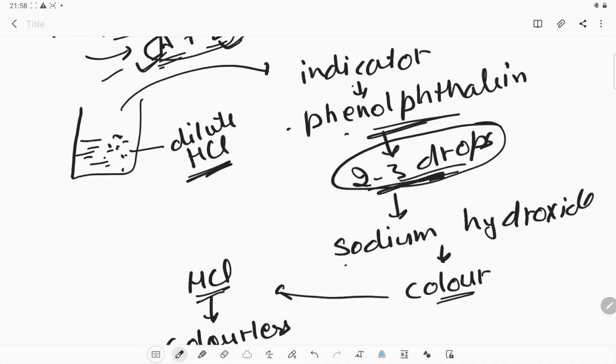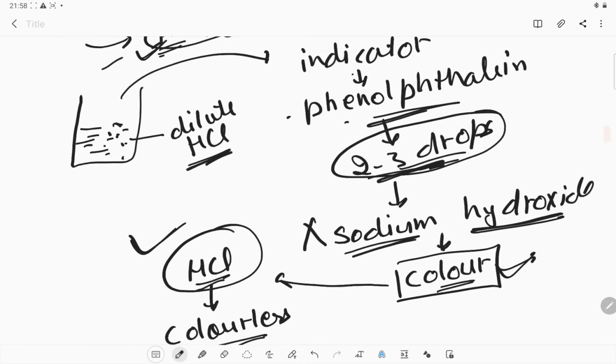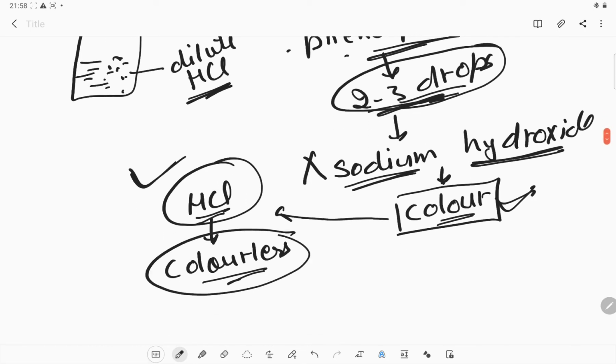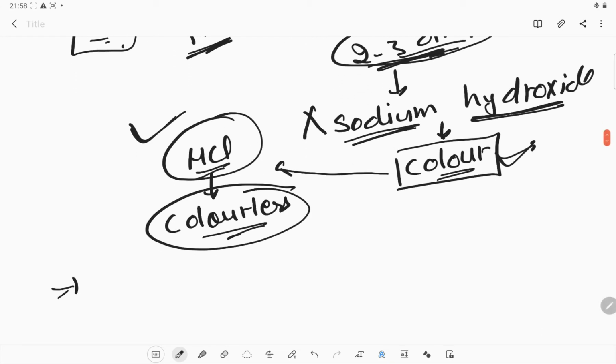Okay, now we have added some drops of sodium hydroxide till we get some color in that solution. Once we get some color, we do not add more sodium hydroxide; we add one drop of HCl. What we will observe is that the solution becomes colorless again.